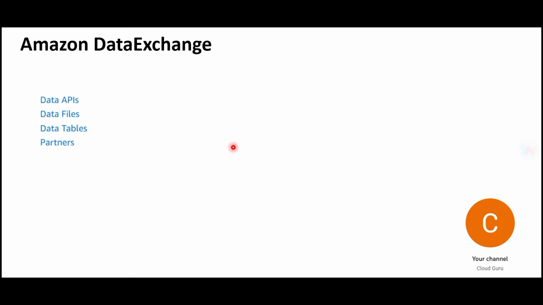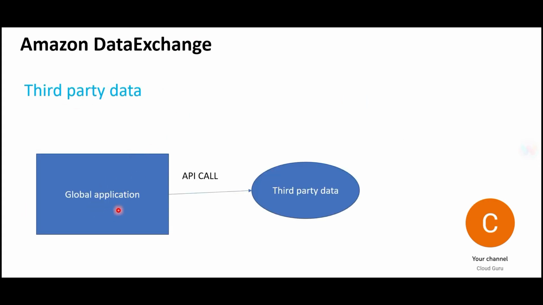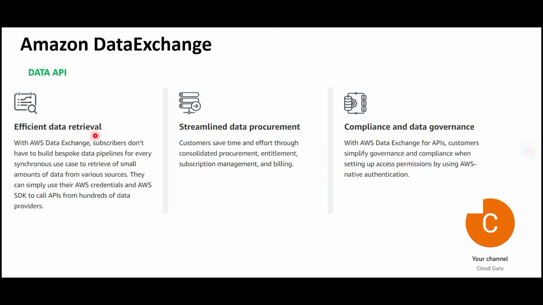Now, in the earlier days, we used to see that data exchange could only happen via APIs, but thank God Amazon provides it through APIs, files, tables, and through partnerships. If you look at APIs, the advantage is, for example, whenever this global application needs the conversion rate, it will fire an API call to the third-party data and take the exchange rate for that point in time. The advantages are efficient data retrieval, streamlined data procurement, and compliance and data governance. You don't have to worry about whether the data is accurate because those third-party applications ensure that they are compliant and their data can be trusted. Amazon has taken care of all of those trust issues.